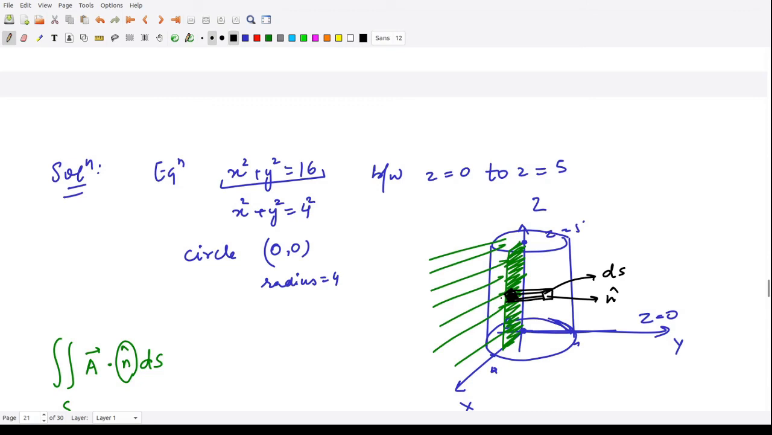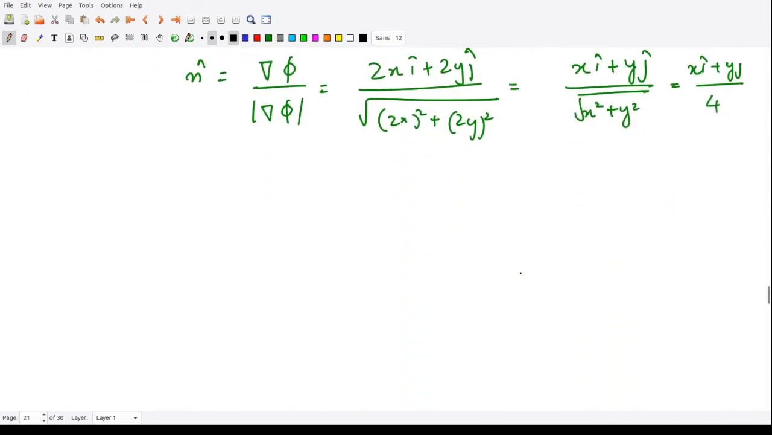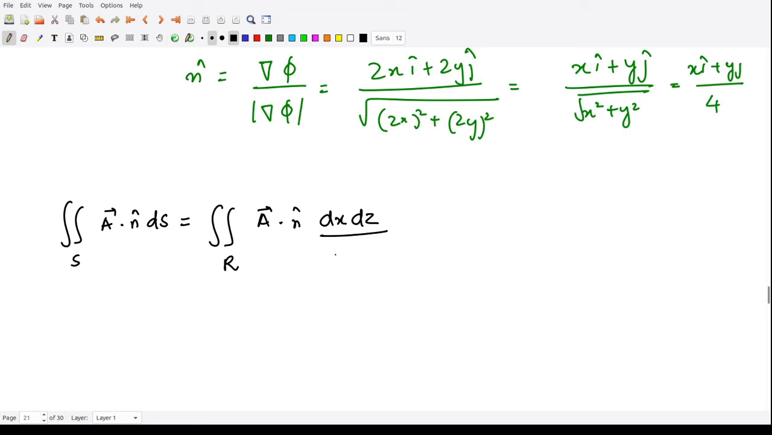Now in order to take the projection here, our integral over S of vector A dot n dS becomes equal to the integration over R of vector A dot n dx dz divided by vector n dot vector j, because we are now taking its projection onto the xz plane, so it would be this quantity.